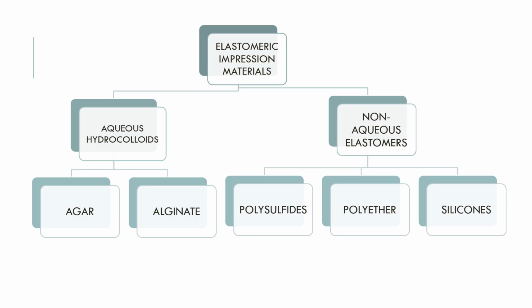Today, we are going to speak about the elastomeric impression materials and the non-elastomeric impression materials. The elastomeric impression materials are the aqueous hydrocolloids and non-aqueous elastomers. The aqueous hydrocolloids are further divided into agar and alginate, and the non-aqueous elastomers are divided into polysulfide and polyether.